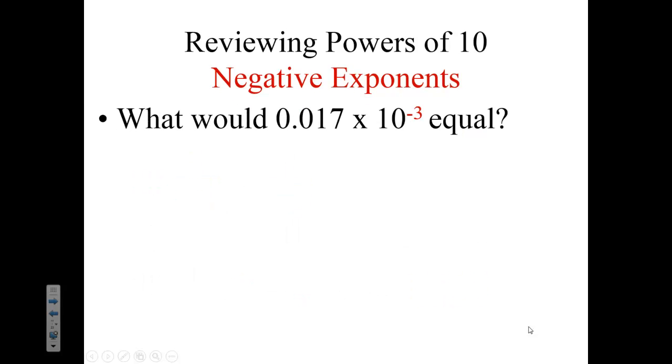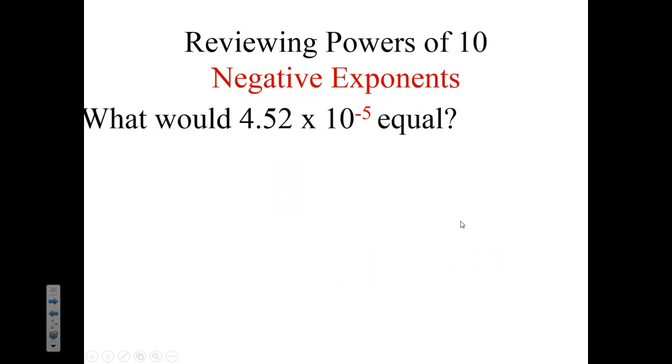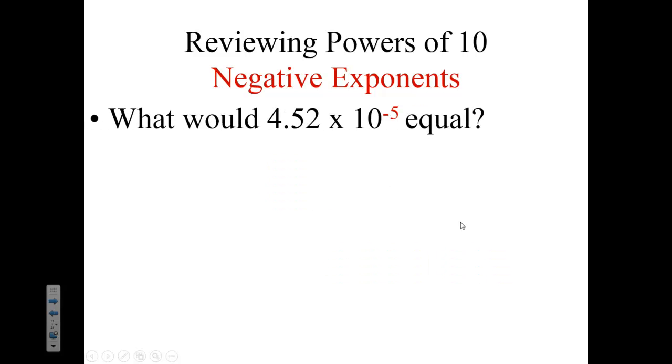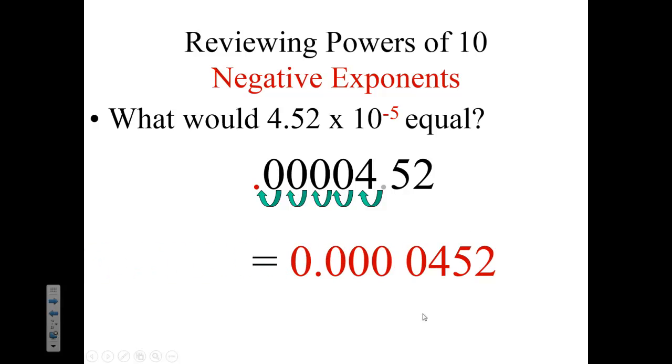Okay, so 0.017 times 10 to the negative 3, we're going to divide this number by 10 3 times. That's going to make it even smaller than it already is, so we're going to move that over 1, 2, 3 places. We're going to fill in the blanks with 0, put the decimal in its new spot, and there we go. And then one more here, 4.52 times 10 to the negative 5. We're going to scoot that decimal over from its location 5 times, and our final answer then looks like that.